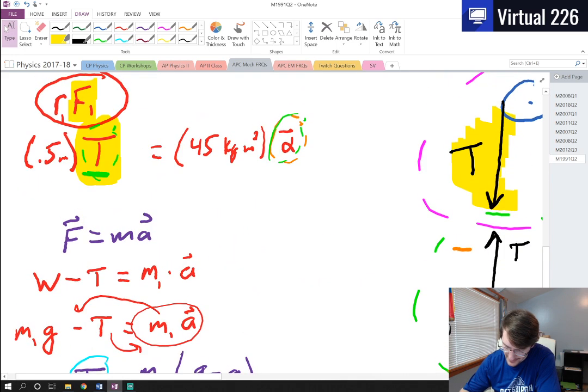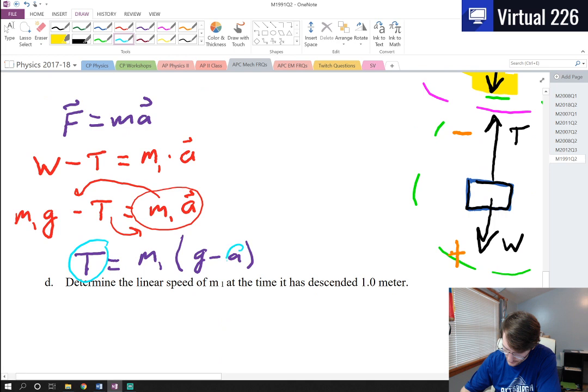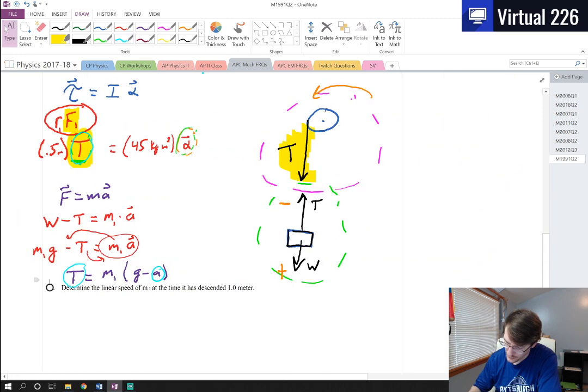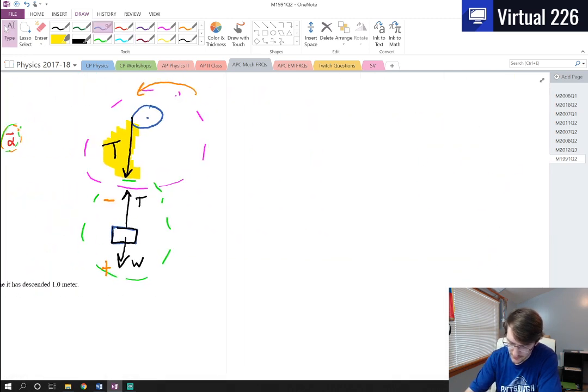Now an issue here is that when I'm looking at this problem, I'm trying to solve for tension so I can put it back up here, but I don't know what this acceleration is. That's an unknown as well. Luckily for us though, we know a workaround.